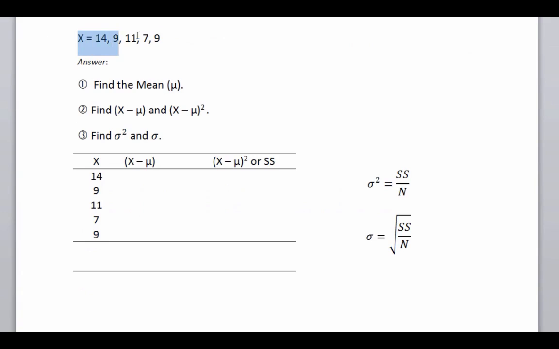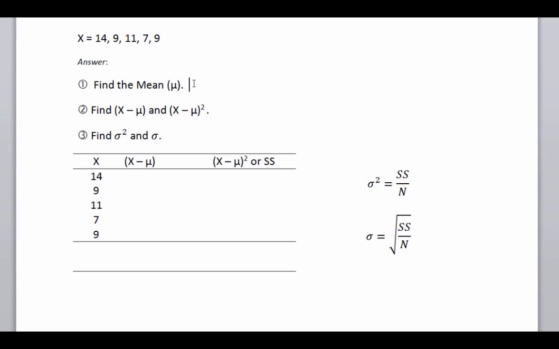Now here are my 5 values once again for x. And what we want to do as a review is there's 3 steps here. The first is we're going to find the mean, or mu. And then after that, we'll find x minus mu, and then we'll find x minus mu squared. And you can see that here in this table, which is partially filled out, but we'll fill in the rest of these values together. And then finally, after we have x minus mu and x minus mu squared, we'll find the variance and the standard deviation.